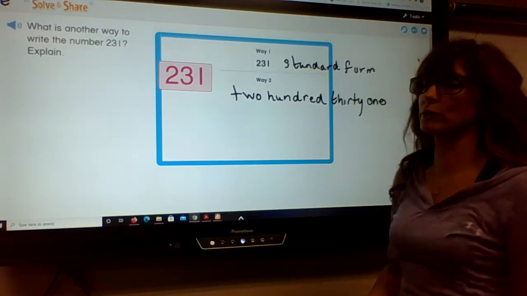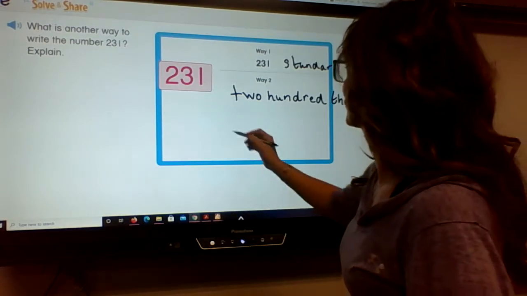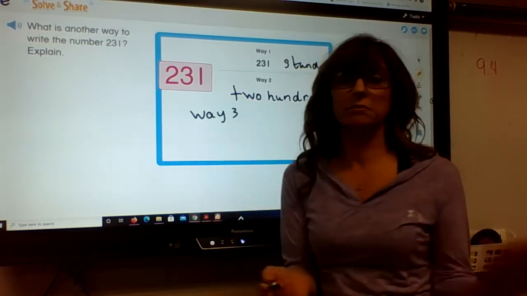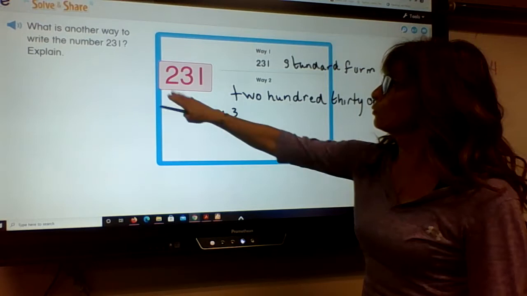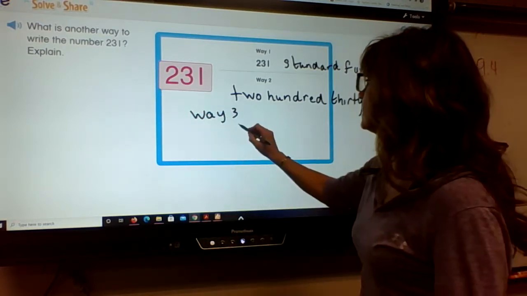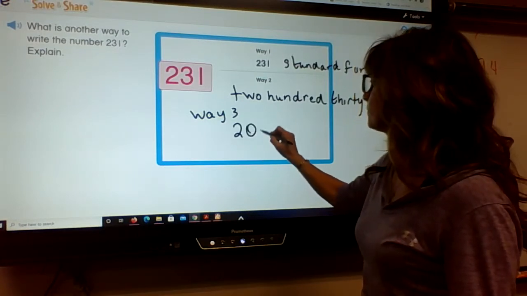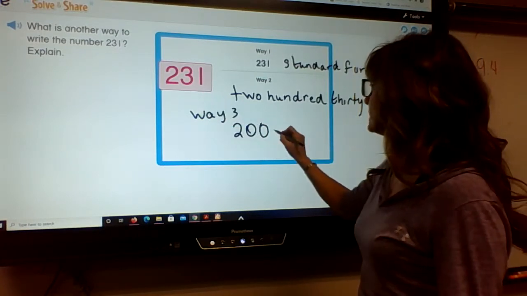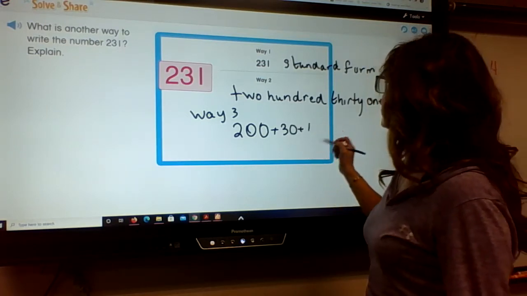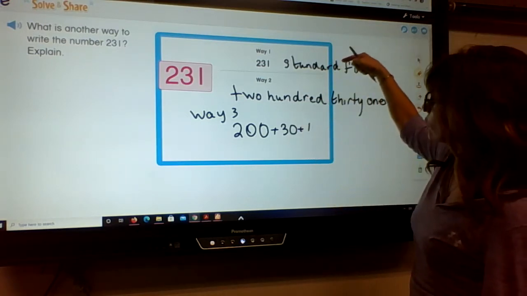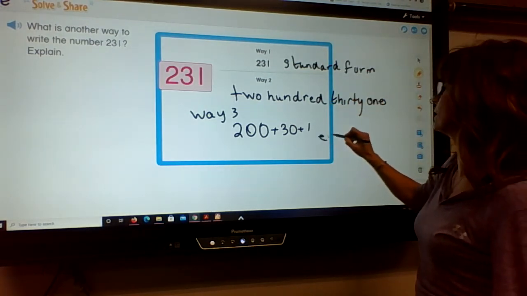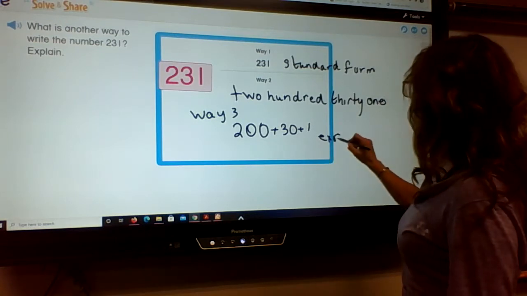Okay, there's another one. Is there another way? There sure is. Here's another way we could do it. We could break it up into places. So what's the digit in the hundreds place? It's a 2. So how many hundreds is that? It's 200. How many tens? There's 3 tens, plus 30. And how many ones? 1. So there is standard form, word form, and this is called expanded form, which we're going to get into in just a second. Expanded form.